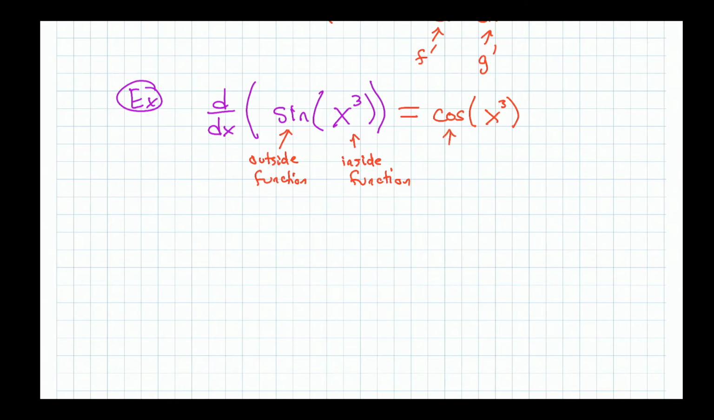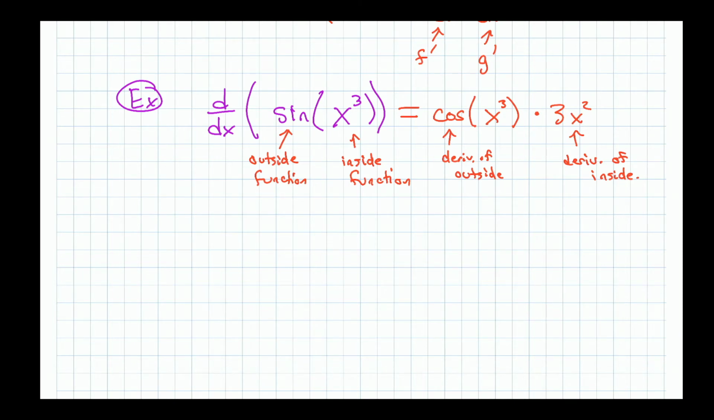So we took the derivative, right? But that's the same as it was. Sine went to cosine, x cubed stayed x cubed. But onto this, you multiply by the derivative of x cubed. So what's the derivative of x cubed? 3x squared, right? So you take the derivative of the outside function, and then you multiply by the derivative of the inside function. And that's it. That's the chain rule.